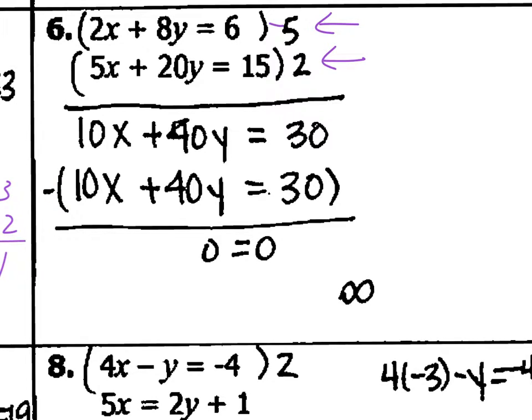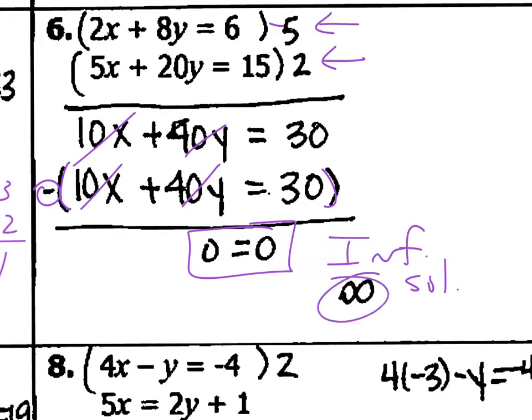So in this case, 5 times 2 is 10, 5 times 8 is 40, and 5 times 6 is 30. Now, put a parentheses around the whole thing. We're going to subtract. So 10 minus 10 is 0. 40 minus 40 is also 0. And 30 minus 30 equals 0. Well, I got this side equal to this side. So that's going to be infinite solutions. And there's the infinity sign.